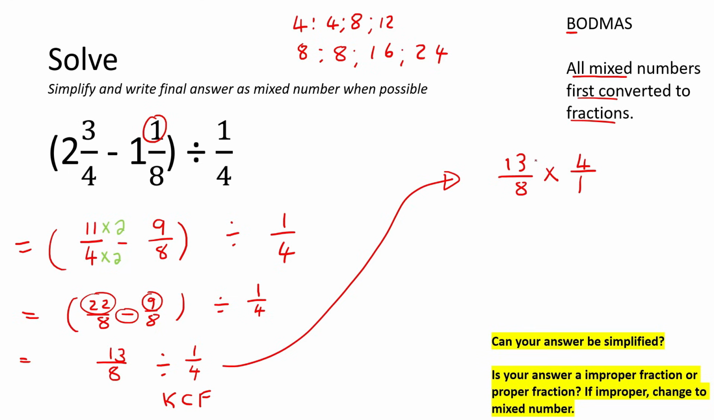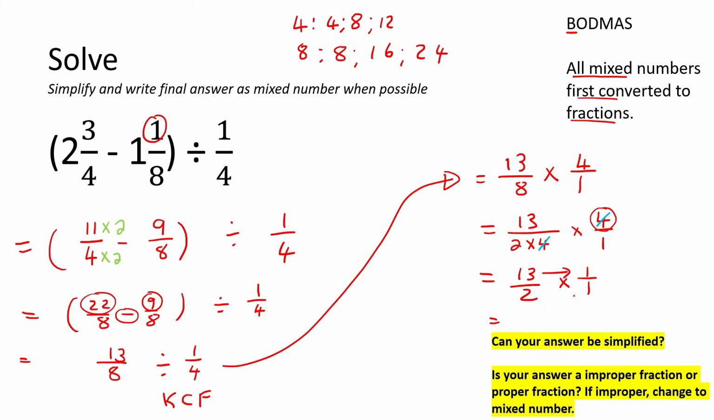Now, technically you can go top times top, bottom times bottom. However, the numbers are a little bit big, and we can make it a bit better by doing this. We can change this one to 2 times 4, because that's the same as 8. Then this 4 and this 4 can cancel, because remember when you're multiplying fractions, anything at the top can cancel with anything at the bottom. And so now all that we have left is 13 over 2 multiplied by, there's nothing over here, so we'll just say 1 over 1.